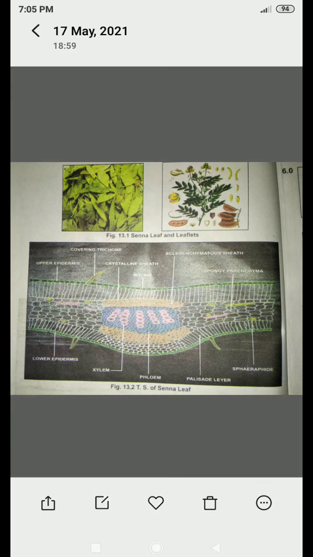Then the sclerenchymatous sheath consists of elongated thick-walled cells covering the vascular bundles. In the vascular bundles, xylem and phloem are present. Xylem consists of lignified cells present at the ventral surface, and phloem consists of non-lignified cells present at the dorsal surface. Then collenchyma: multilayered thick-walled parenchyma containing cellulose, present only at the ventral side.